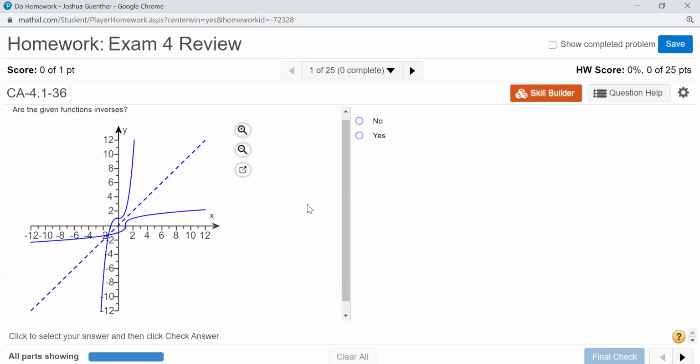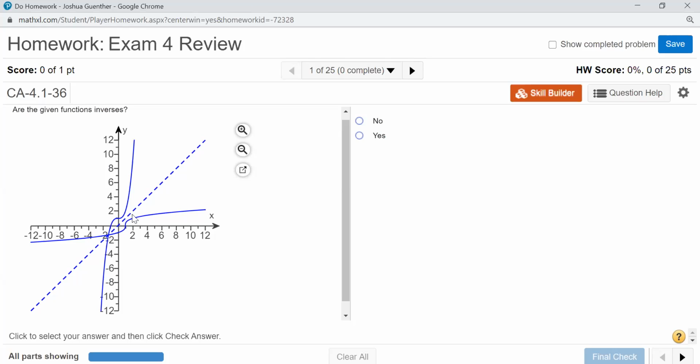So I'm going to work just a few select review problems. I'm going to work them directly from your review. So the first problem here, we're looking at two functions. We're looking at this thing here and this thing here. And we're asking, are these two functions inverses?